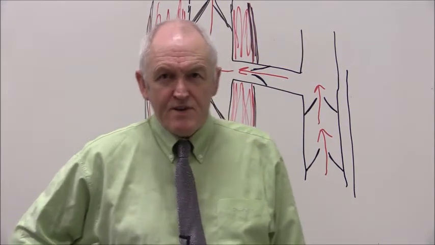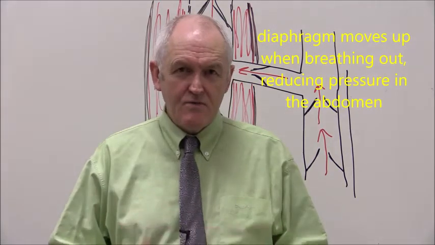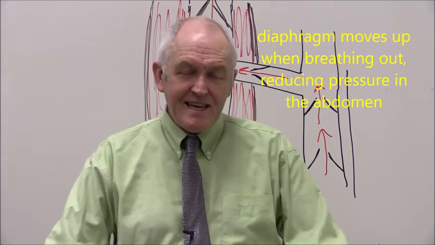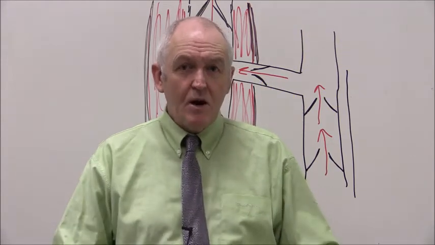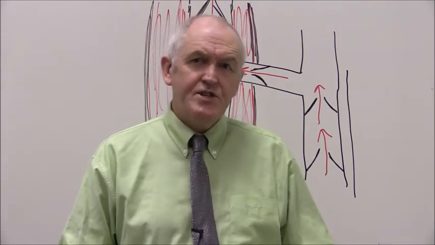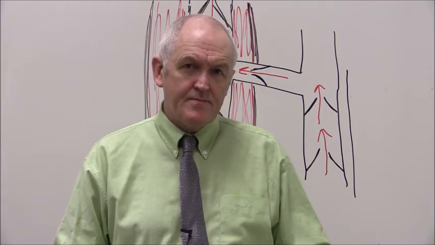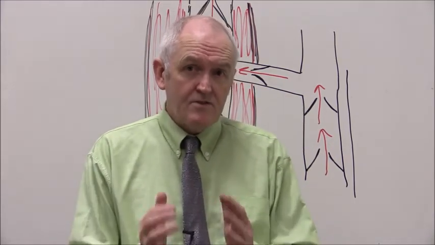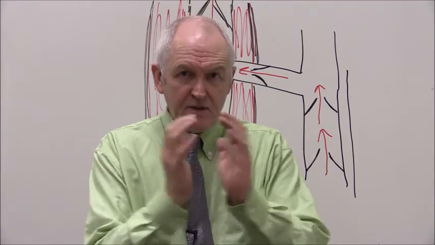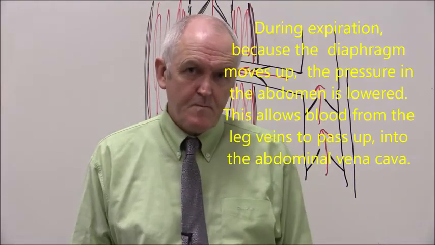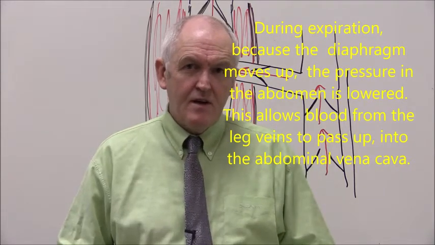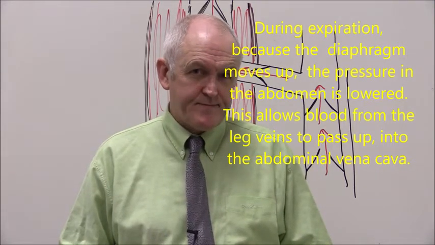And then of course when I breathe out, the diaphragm is going to go up. That's going to reduce the pressure in the abdomen, and that's going to make it easier for the blood to come from the legs up into the large abdominal vena cava. And the vena cava is large, it can store blood, it has a lot of blood. It's called vena cava because it's cavernous, it's a large vessel. So the blood will come in to the inferior vena cava when the pressure is reduced.